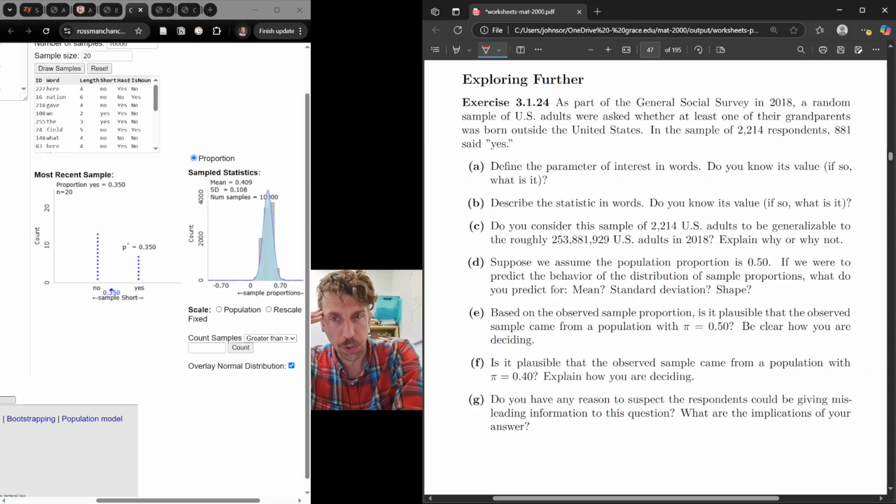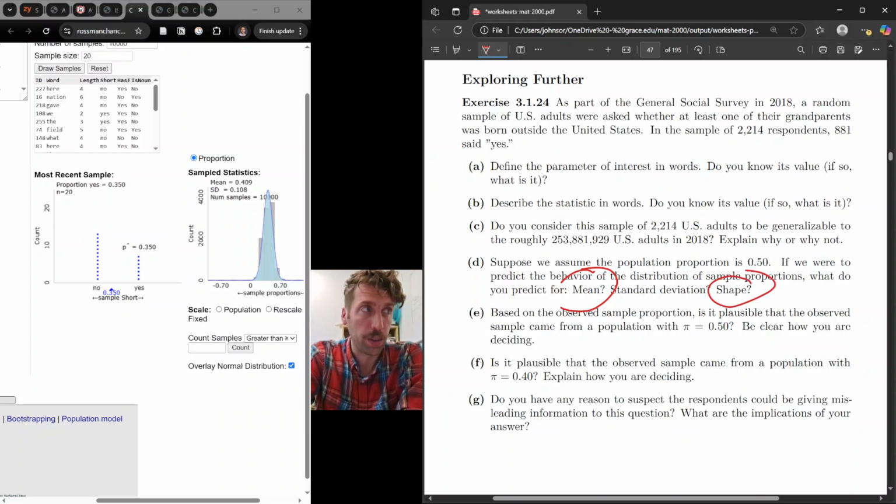So for D, suppose we assume the population proportion is 0.5. If we would predict the behavior of the distribution of sample proportions, what do you predict for the mean, the standard deviation, the shape? So the mean is an easy question, right? The shape is a fairly easy question because it's kind of rough. Standard deviation, we have a formula, so use that formula.